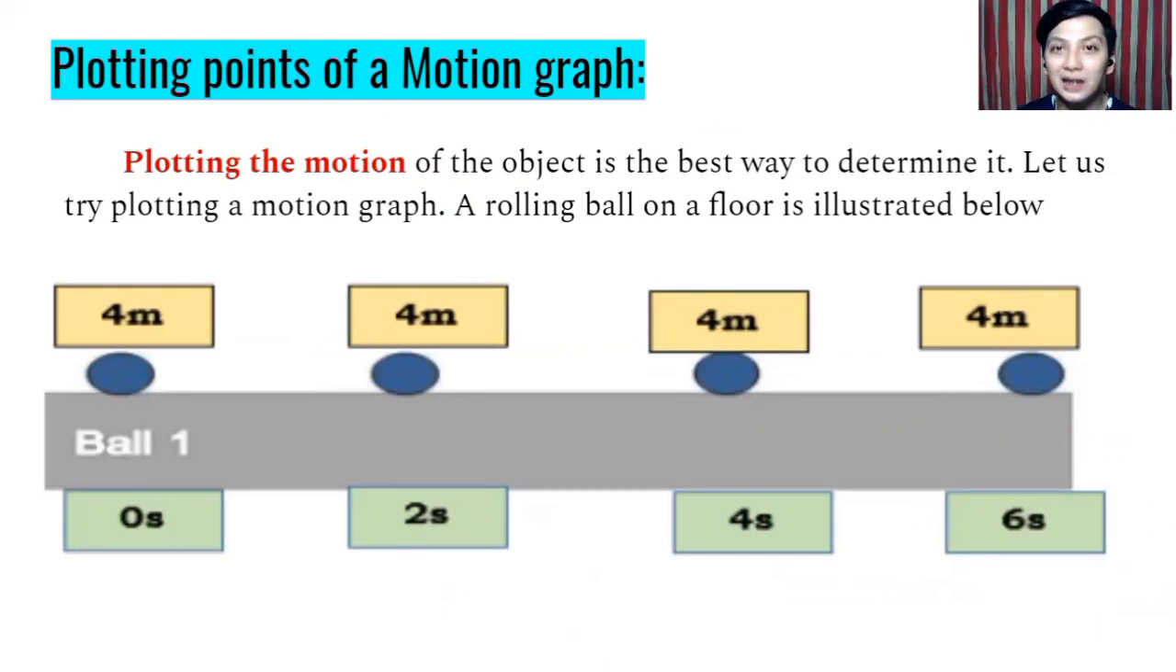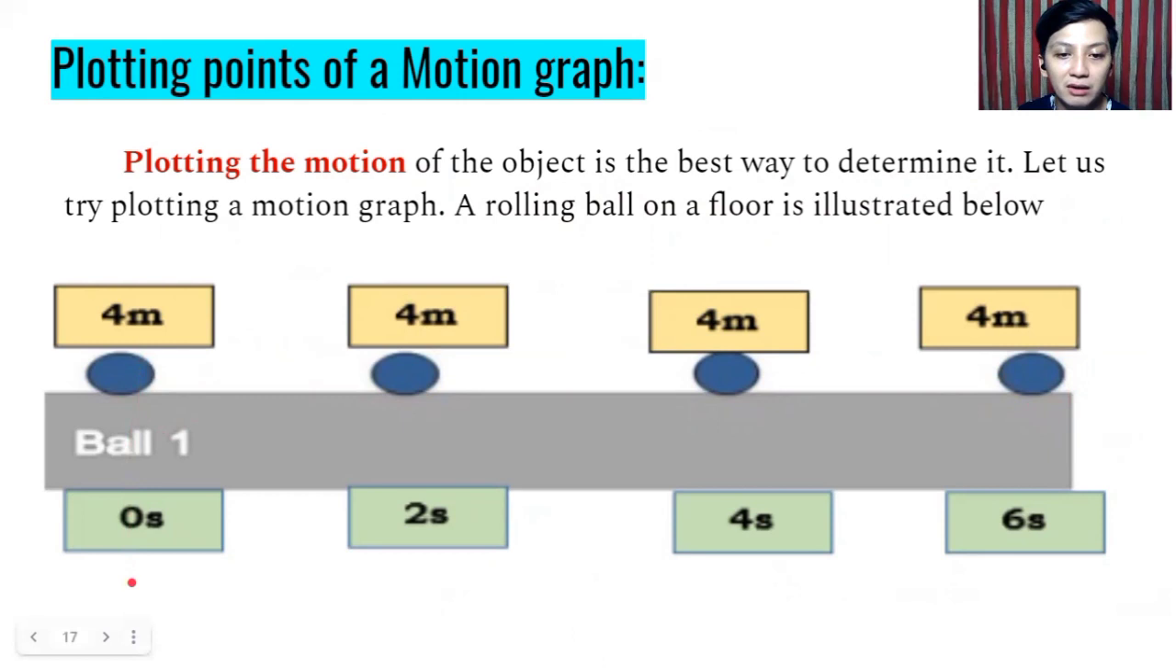So we are going this time to plot points of a motion graph. Ibig sabihin, umaandar na. So for example, a moving bicycle, a moving car, or you are riding a jeepney. So plotting the motion of the object is the best way to determine it. Let us try plotting a motion graph. A rolling ball on a floor is illustrated below. So this is ball 1. So as you can see, within 4 meters, it reaches to the last part or to the finish line.